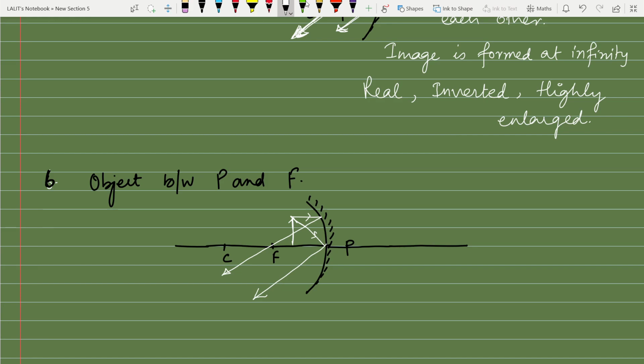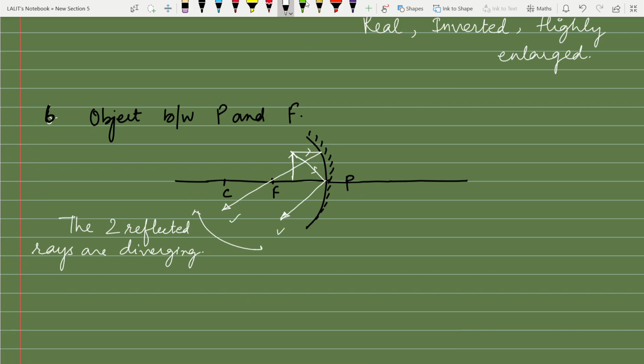Now see these two rays. If I draw this ray again, it would go somewhere this way. So this is the reflected ray. Now these two reflected rays are diverging. Therefore these two rays would never meet. For us it would appear as if they are meeting at some point this way. If you extend the two reflected rays backwards, you would find that they appear to meet at some point which is behind the mirror. So this is the image.